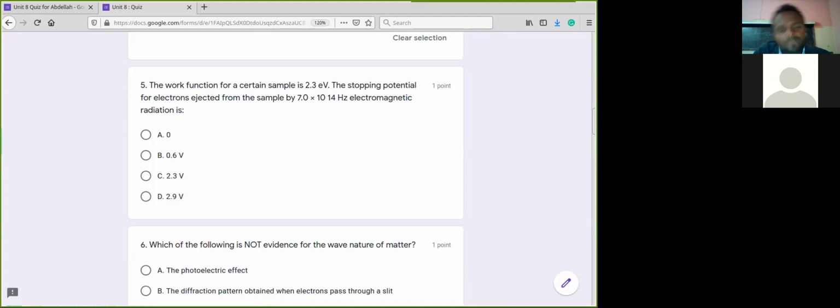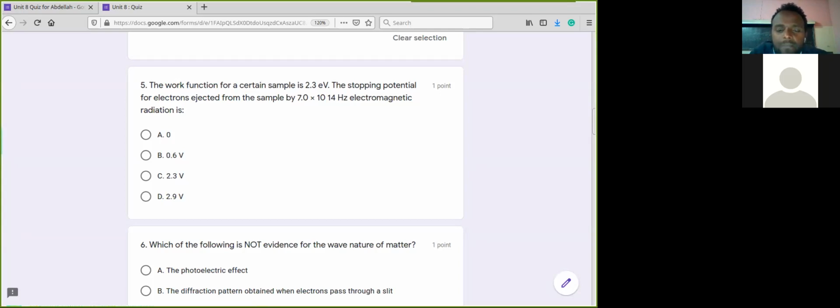Work function is 0.3... 2.3. Yes. Option C. No, the work function is 2.3. Yeah, the work function is 2.3 electron volt.